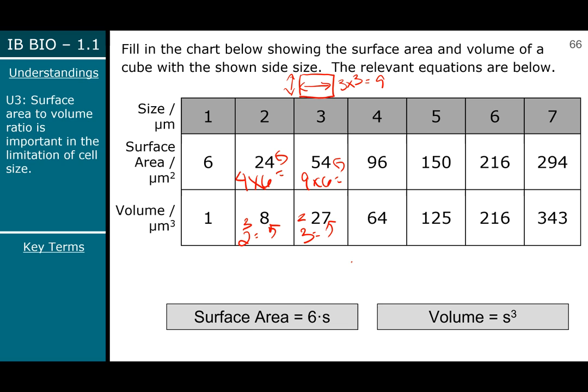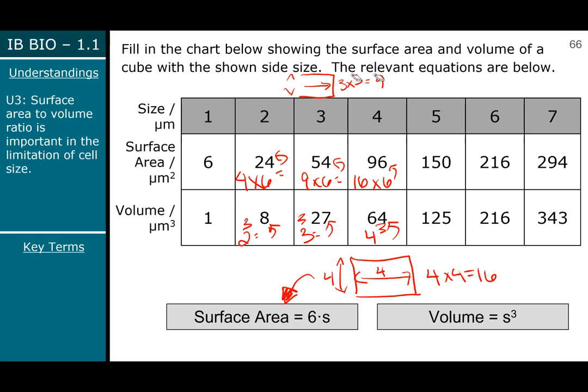Let's do 4. 4 times 4 equals 16. So that's the surface area of one face, 16. 16 times 6, because we have 6 sides, is 96, right? 4 cubed is 64.